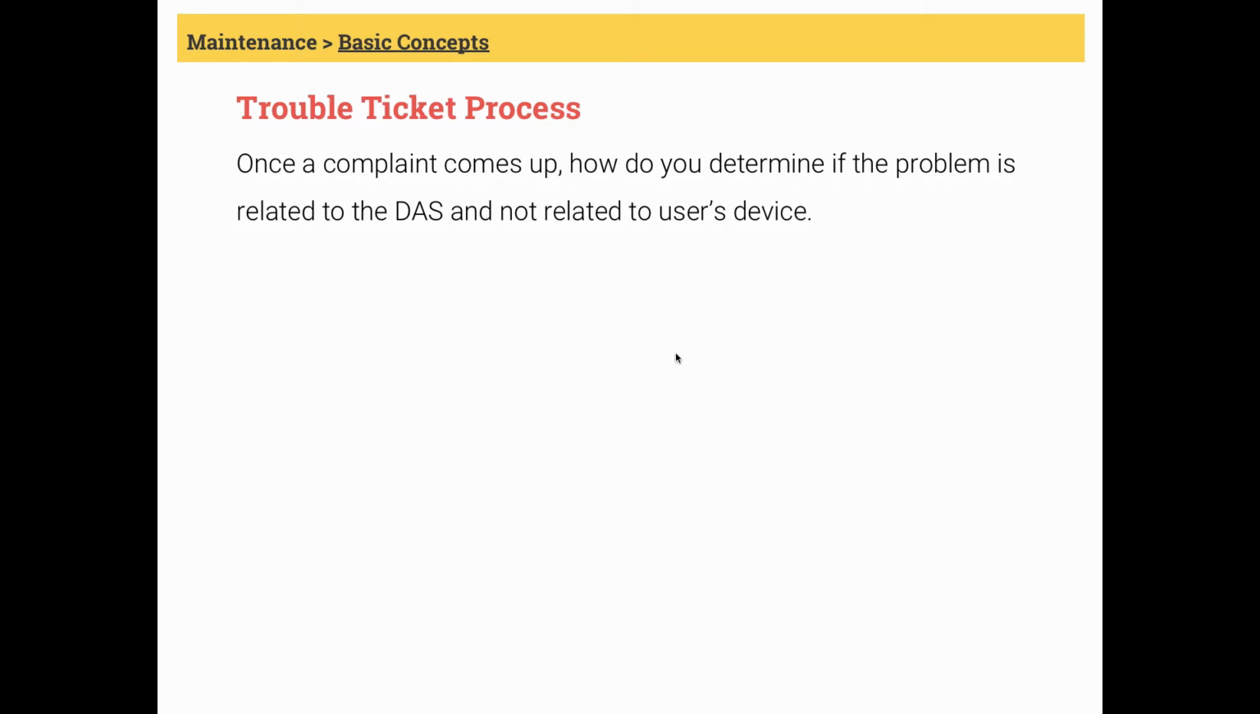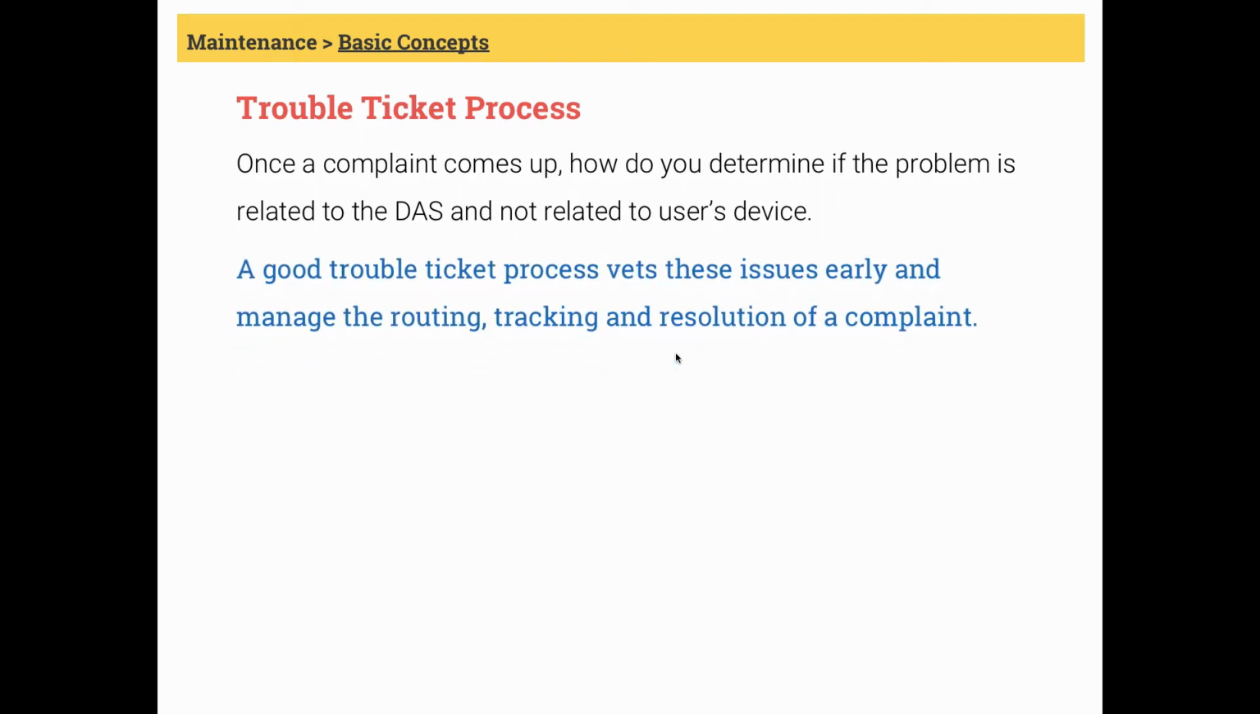Let's move into the trouble ticket process. Once a complaint comes up, how do you determine if the problem is related to the DAS and not related to the user's device? How and when do you escalate an issue to the carrier? A good trouble ticket process vets these issues early and manages the routing, tracking, and resolution of a complaint.